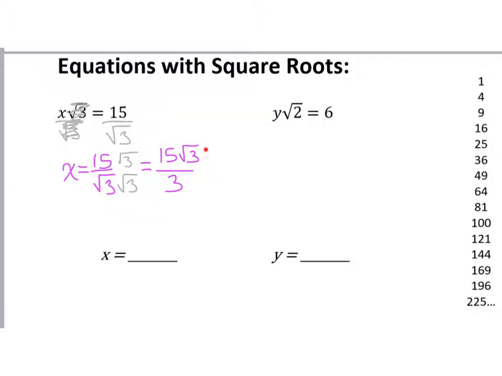So then look at your square root. Can I simplify this square root? No, it's square root of 3. There's nothing over here that goes into 3 other than 1. Can I simplify my fraction? Yes, 15 divided by 3 is 5. So this becomes just 5 square roots of 3.